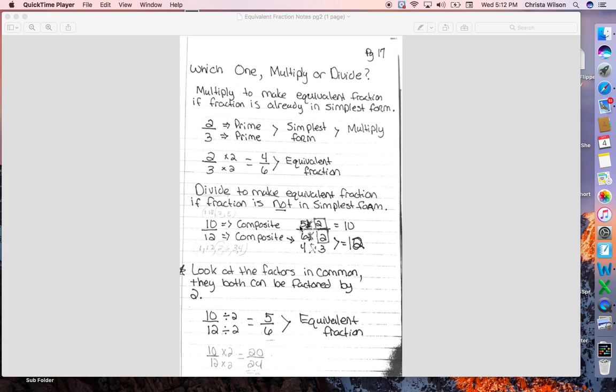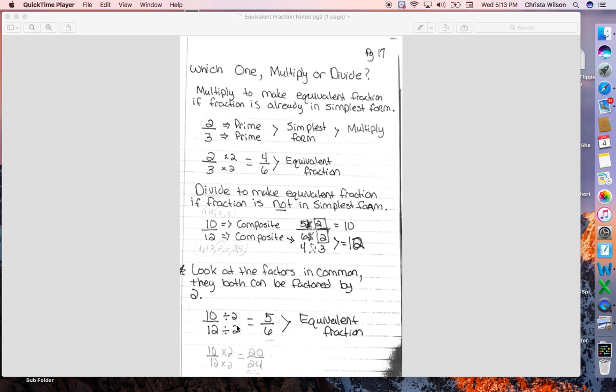Okay, because 5 is a prime, remember. 6 is not a prime, but 5 is a prime. So we're dividing both the 10 and the 12 by 2 to create its simplest form. So factors are back. Factors never go away. Okay, so look at the factors in common. They both can be factored by 2. Okay, so this is what this is showing.